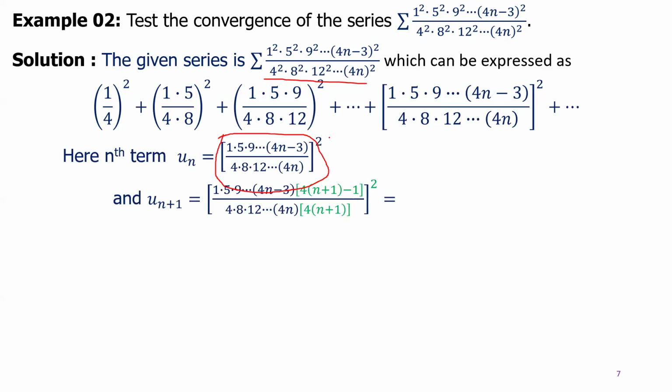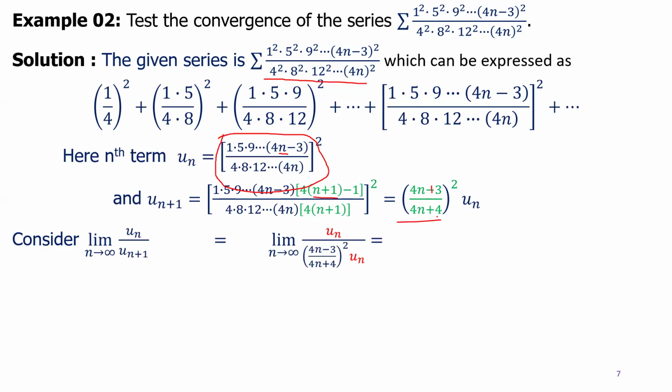And let us write down un plus 1. So we have to add one more term. This n is replaced by n plus 1, so this is the n plus 1 term. So 4n plus 4 minus 1 is 4n plus 3, not minus 3, and divided by 4n plus 4.